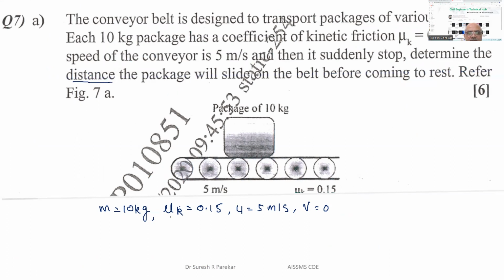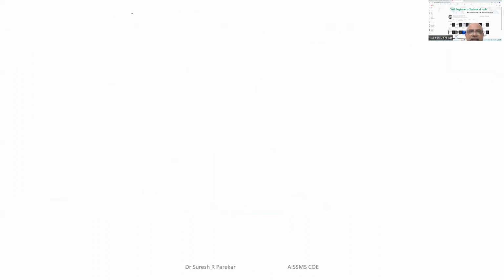And then force is given, velocity is given, so it is always better to use the work energy principle. And what is that principle? So we have that principle, that is F into S equal to mv square by 2 minus mu square by 2. Now try to understand, you have this package.